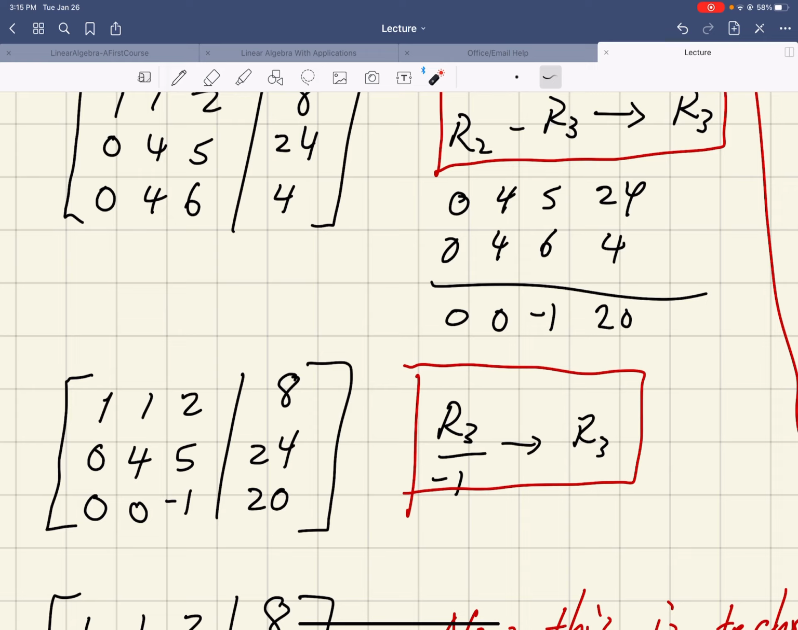So I can take and divide everything in this row by a constant. If I can multiply by a constant, I can divide by a constant. So I'm going to divide everything by -1, or multiply everything by -1 if you want.